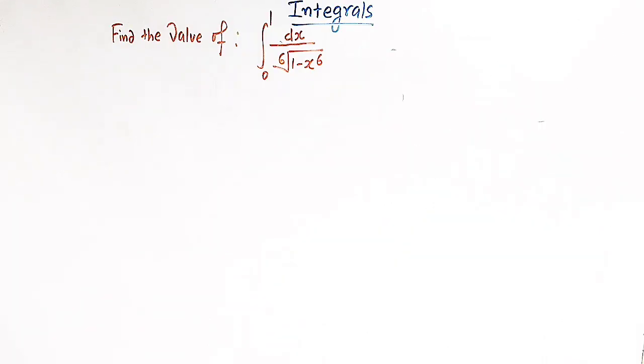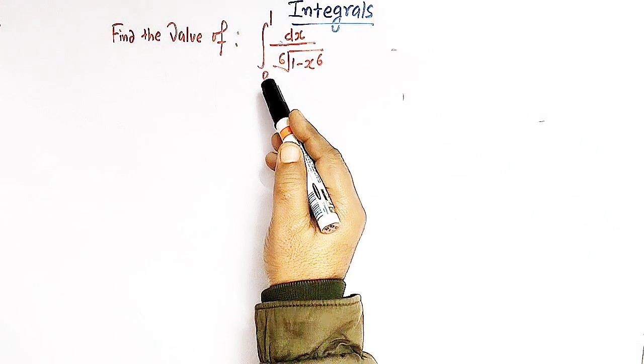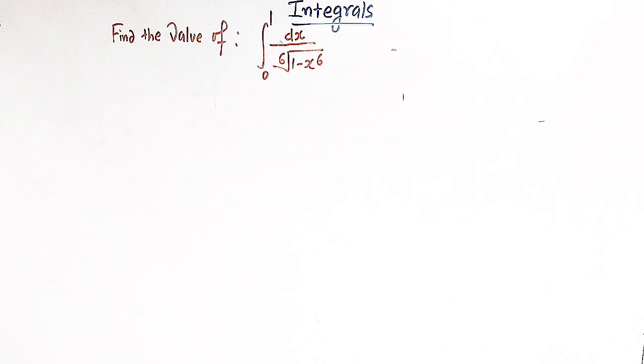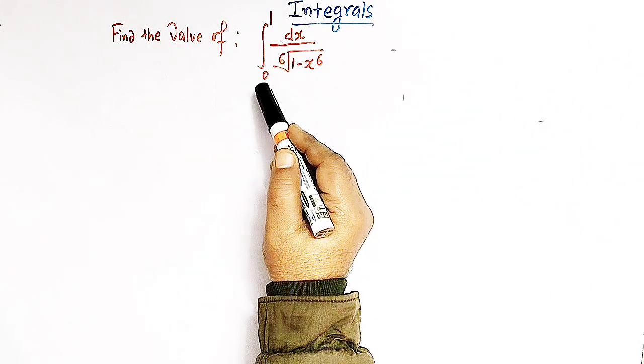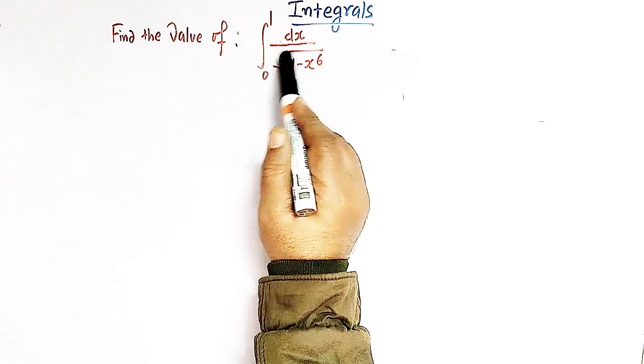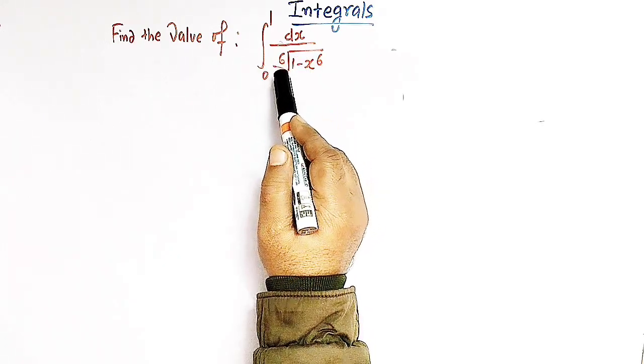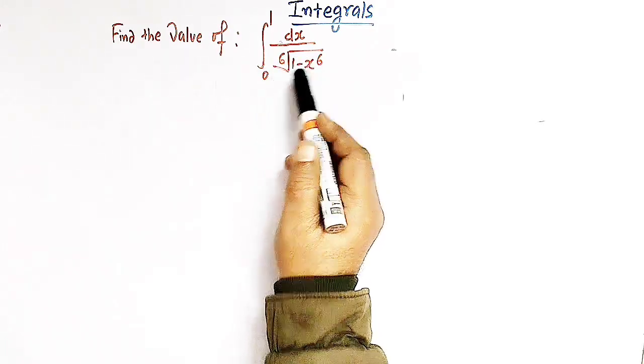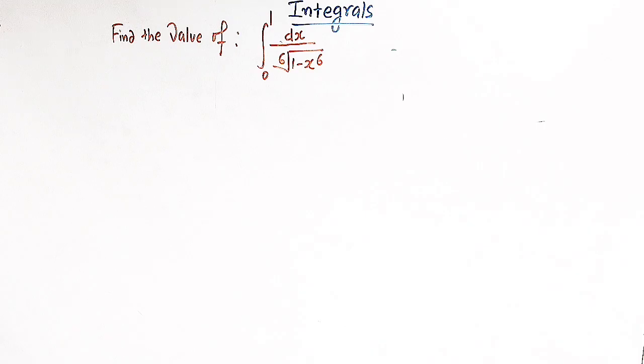Hello viewers, in today's session we are going to discuss another important problem from beta and gamma functions. And here we are going to find out the value of this integral using the concept of beta and gamma functions. So we have to evaluate the integral 0 to 1, and we have dx over the sixth root of 1 minus x raised to 6, right?